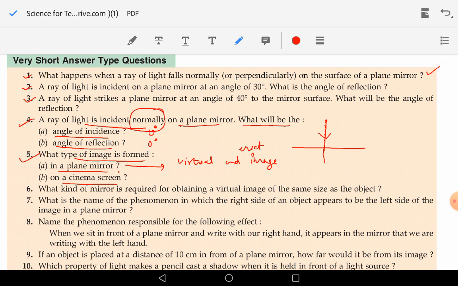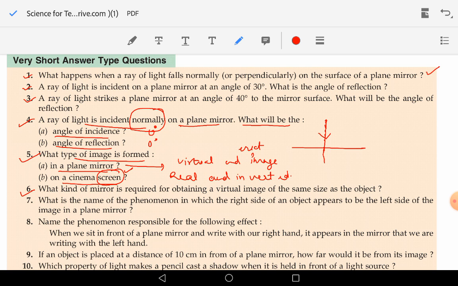But then what about a cinema screen? Here the word screen is used, and always remember that only real and inverted images can be obtained on a screen. Do not get confused here, mirror is different and screen is different. Other than a mirror, where are we able to get an image? That is called a screen.